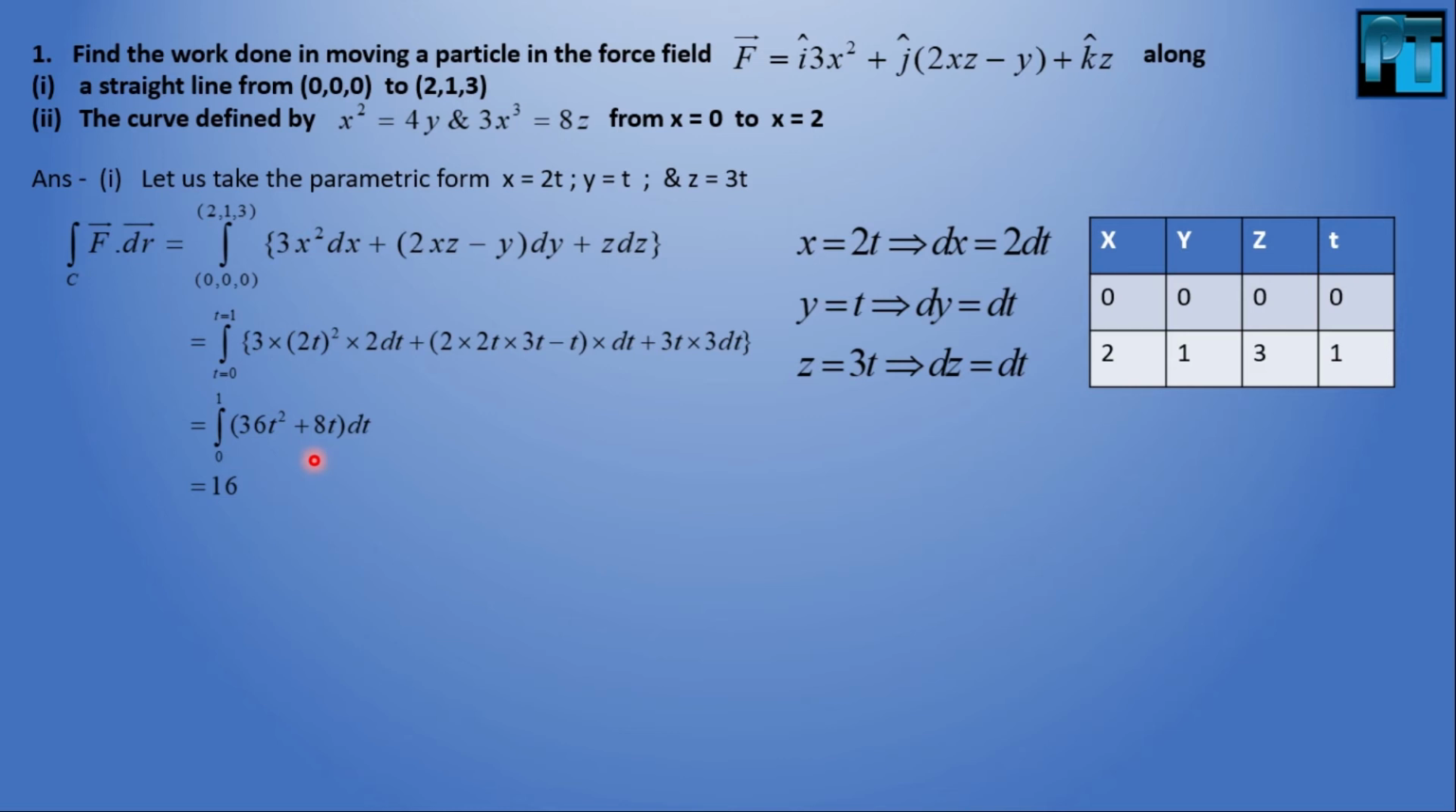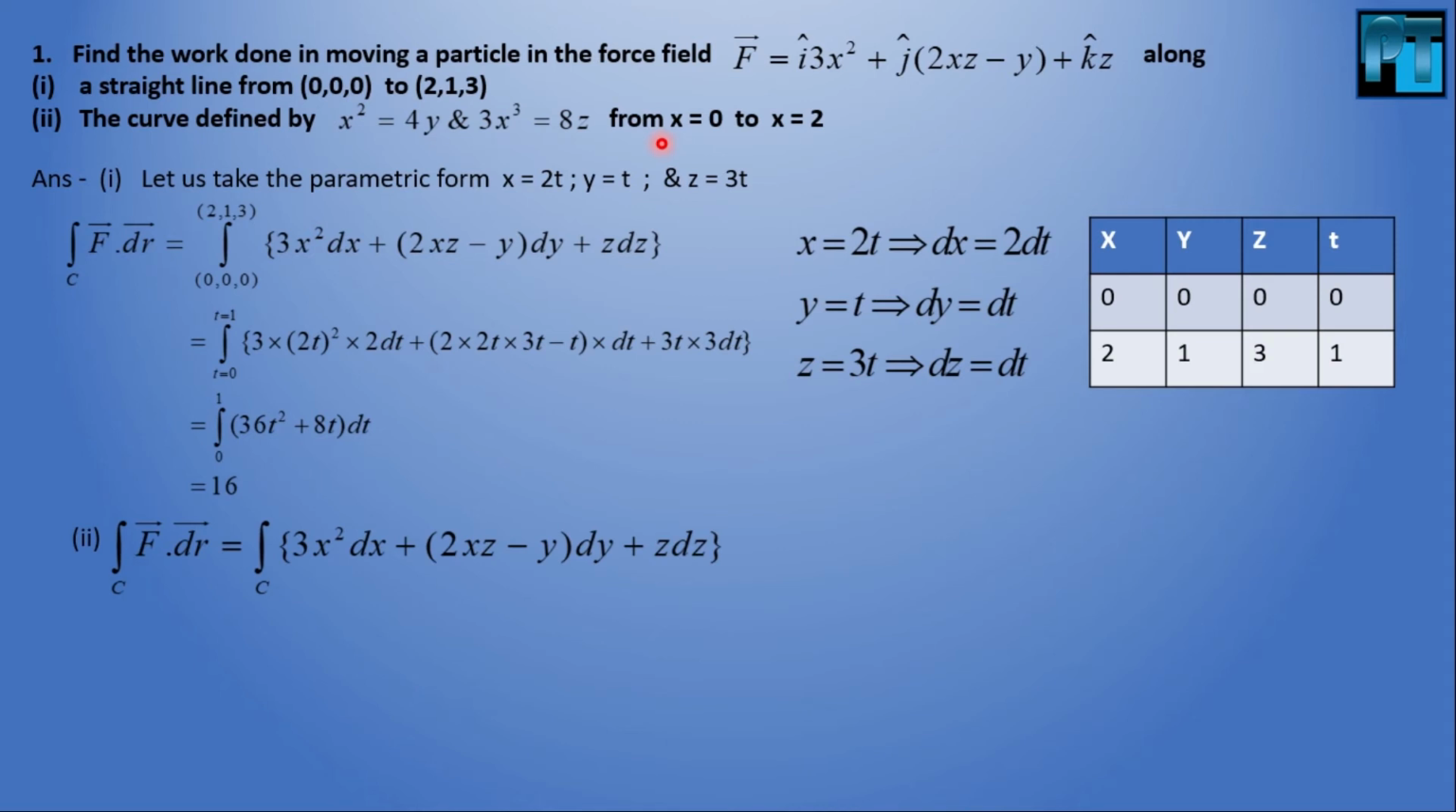Now for the second one. See, in the second one we have parameterized the x, y, z variables into one variable, only x. You can put y equals x square by 4, z equals 3 by 8 x cube. Then you can derive dy and dz, because the upper and lower limits are given only for x. So it is also a very unique problem. Let's see.